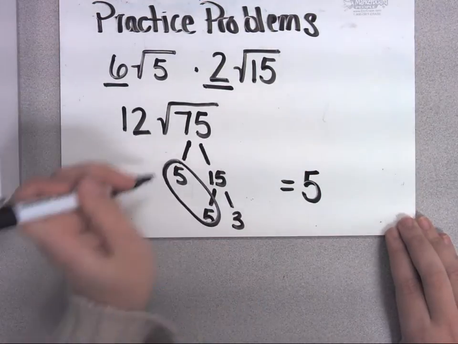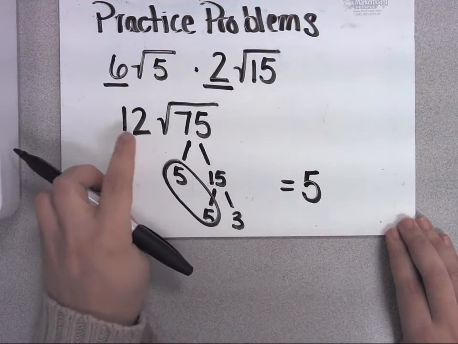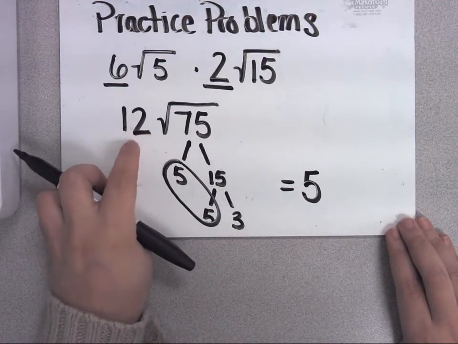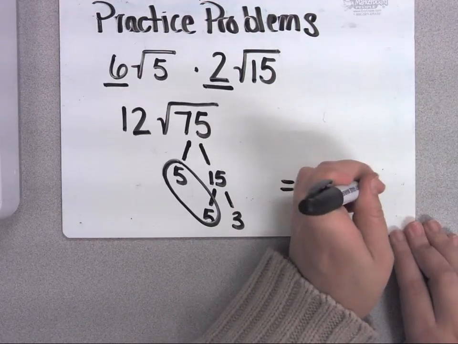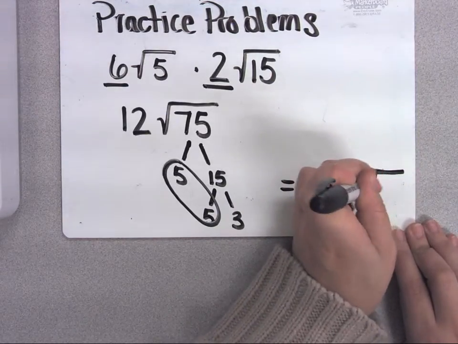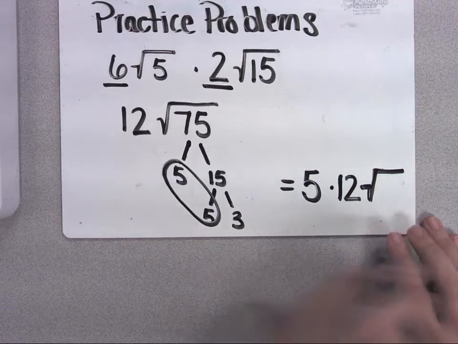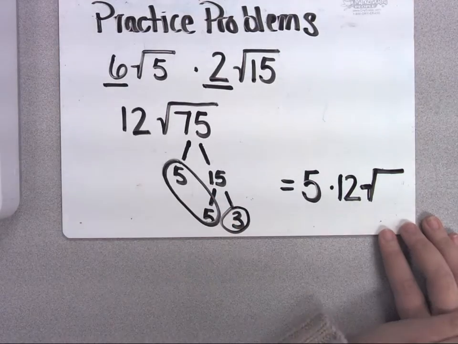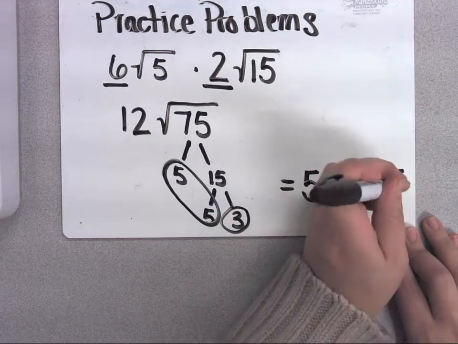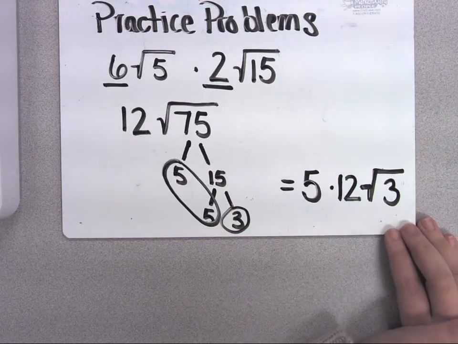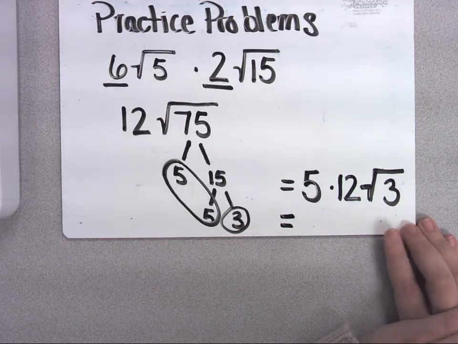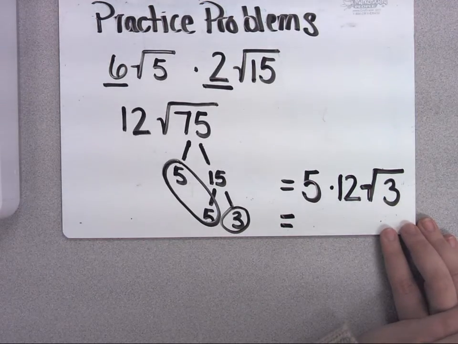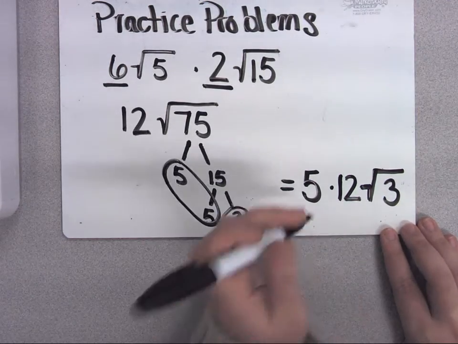Think about how many groups you have of 5. What was already on the outside? 12. So those are both on the outside together. What's left underneath the radical that we did not use? All the way at the end. 3. So where's he going to stay? Underneath the square root. And then what am I going to do to simplify this? What is 5 times 12? Yep, 60.